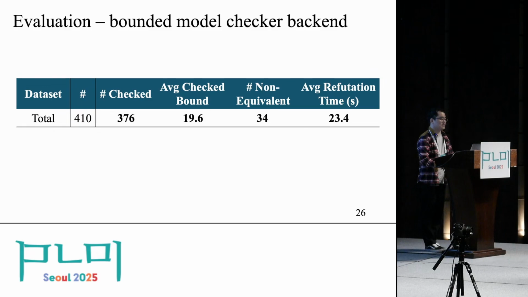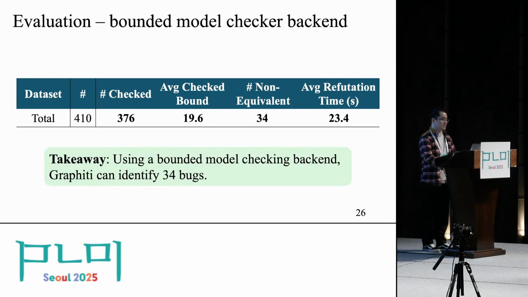This demonstrates that Graphiti can identify subtle bugs in a short time. The main takeaway from this experiment is that using a bounded model checking backend, Graphiti can identify 34 bugs.